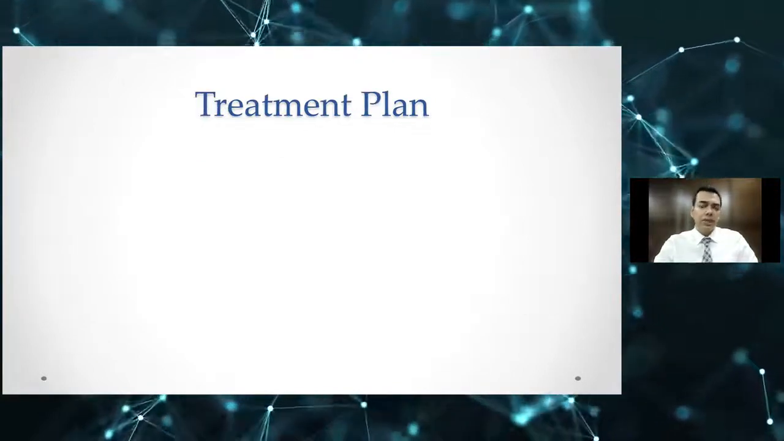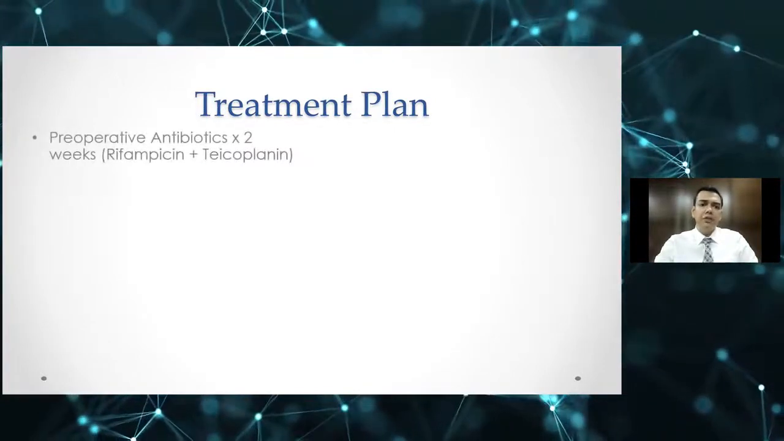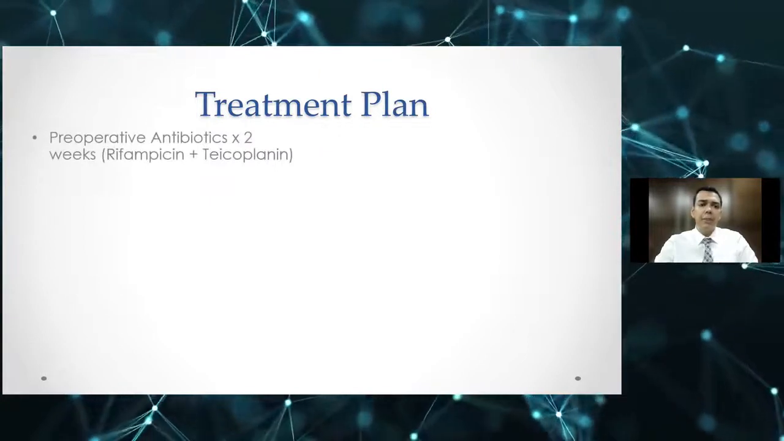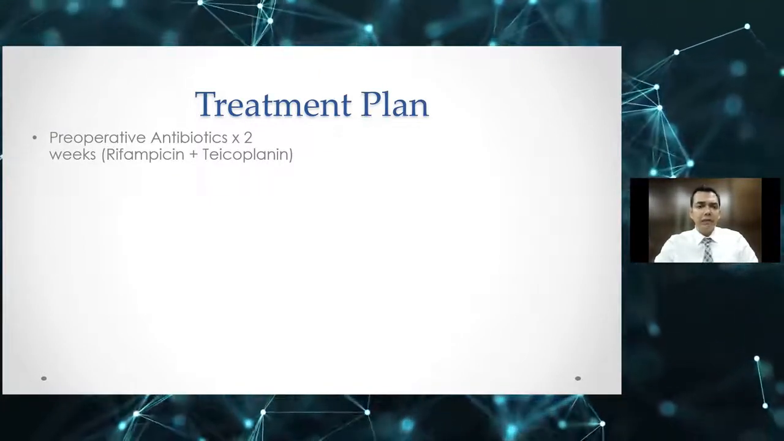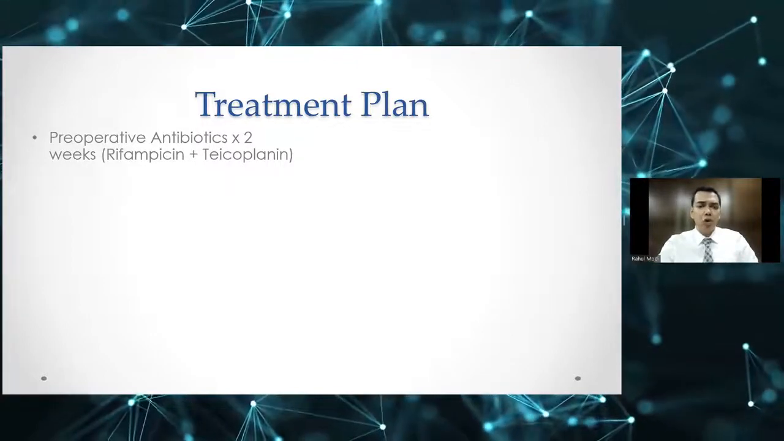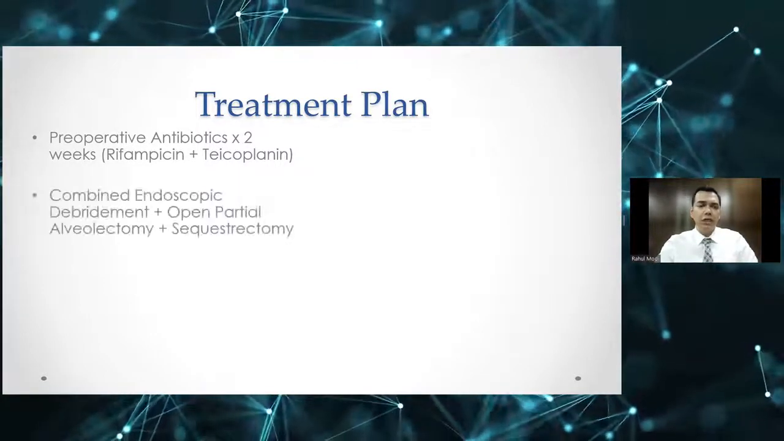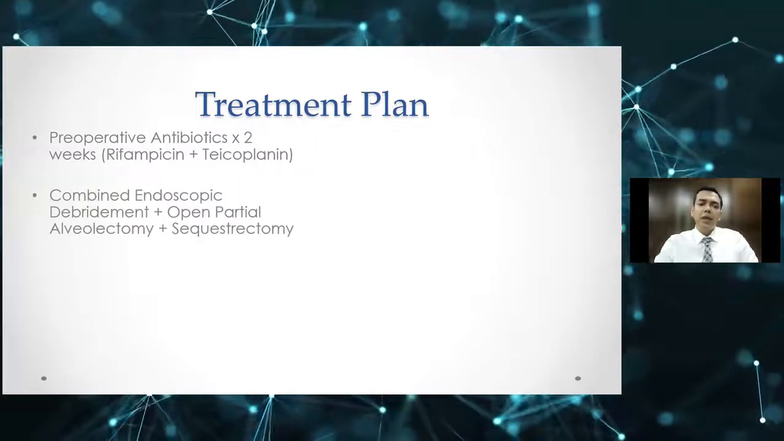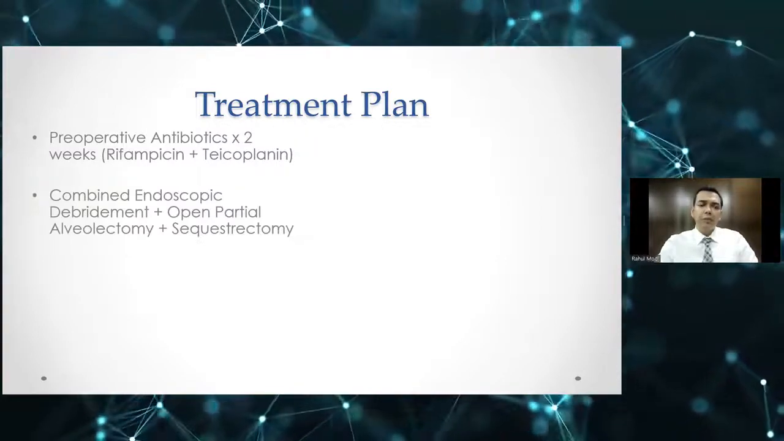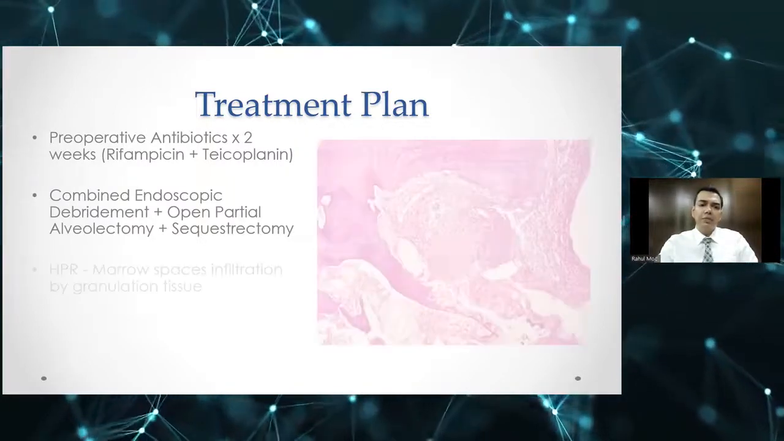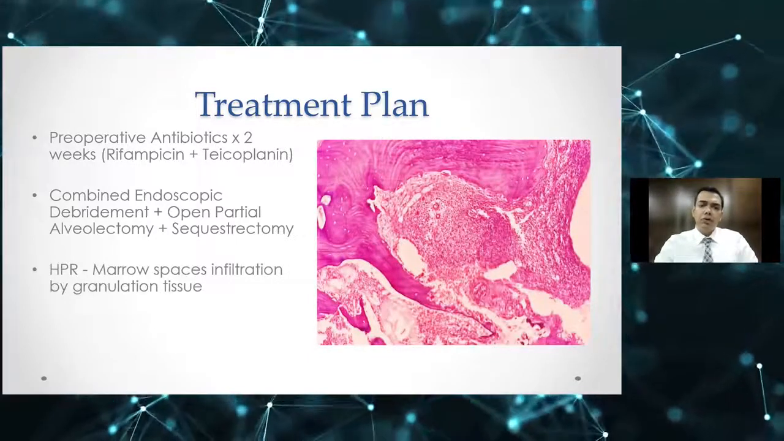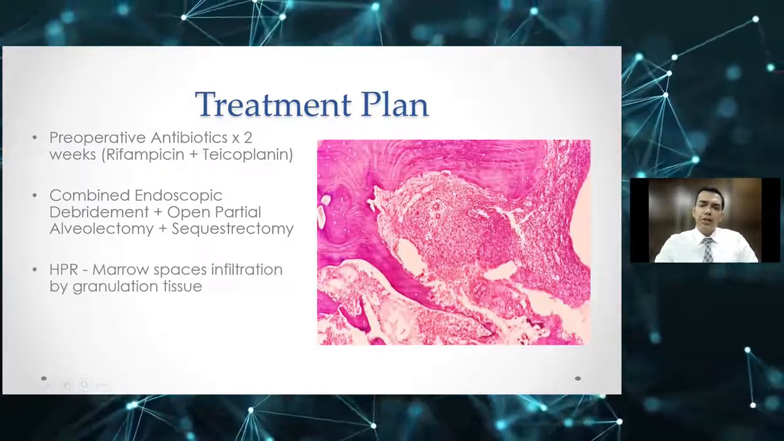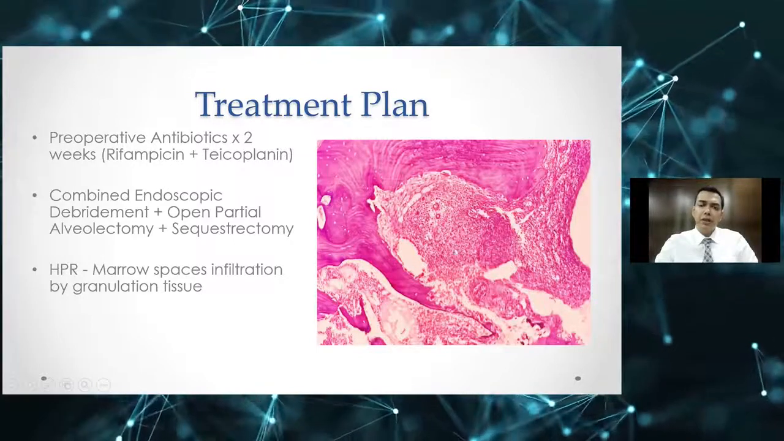Now, in consultation with my maxillofacial surgeon, we gave the patient a preoperative course of antibiotics like we had initially decided. We had sent a fresh culture. However, this time there was no growth because there was no real discharge. A combined endoscopic clearance with an open partial alveolectomy with a 6-mastectomy was done. The histopathology report shows a lot of bony destruction with extensive granulation tissue.